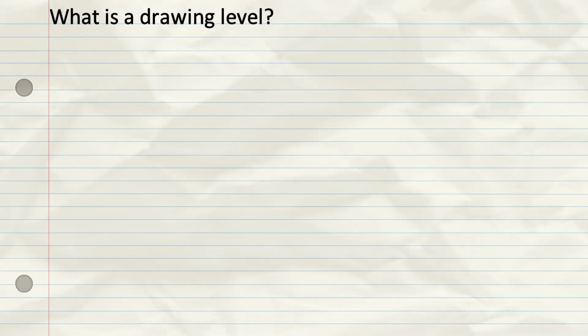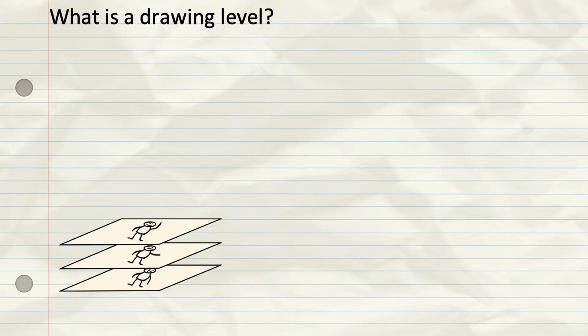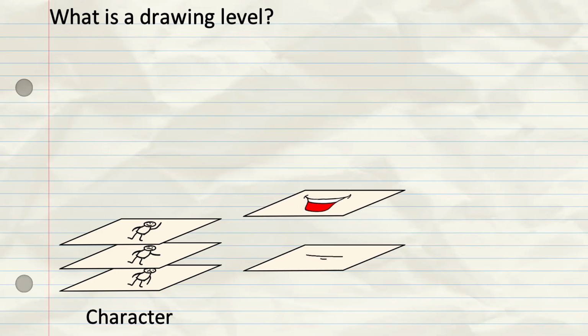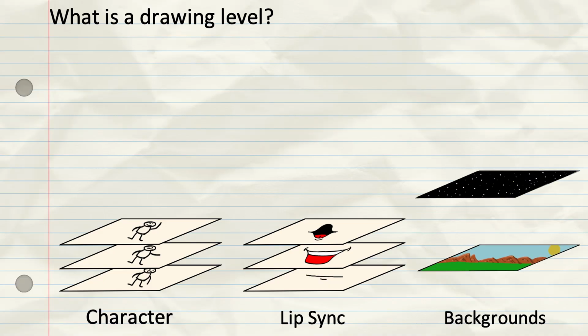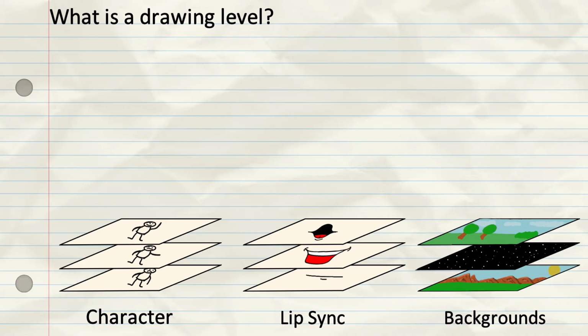A drawing level is a way to group related drawings. So I like to think of a level as a stack of paper, and each piece of paper is a drawing in that level. And each stack can be used for a different character, or for a set of mouth shapes for lip sync for instance, or perhaps for all of your backgrounds that you'll use in a scene or in your project. So it's a way to organise your drawings in an animation, which also makes it easier to reuse drawings, either in the same scene or across scenes in your project. And this is especially useful for repeating actions like run cycles or lip sync for instance.